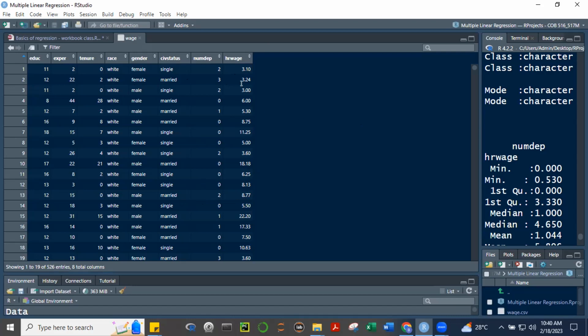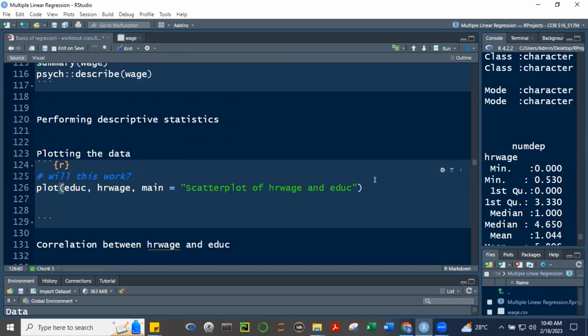Per day ba to? Per hour? I'm not sure, but this is dollars, no? All right. So what we're going to do now, let's first see the relationship between education and hourly wage. Now I gave you this code already. So i-plot nga natin on the x-axis is education kasi siya yung independent variable natin. On the y-axis is hourly wage, siya yung dependent variable natin. And then yung plot natin, lagyan natin ng pangalan, main is equal to scatter plot of hourly wage and education. All right, kindly run that class and tell me what happened.